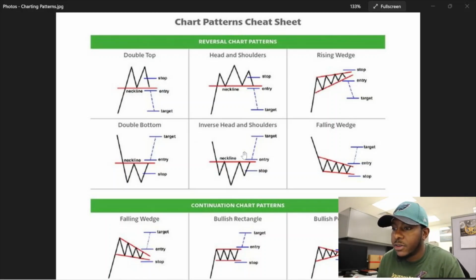We have inverse head and shoulders. You see your shoulders here. You see your head. So it's coming down, comes up, comes back down. Looks like it has a new lower low. Instead, it comes back up. We get our neckline, a higher low, and it's going to continue going up, right? So this is almost like a W. Continue going up, bullish signal, inverse head and shoulders.